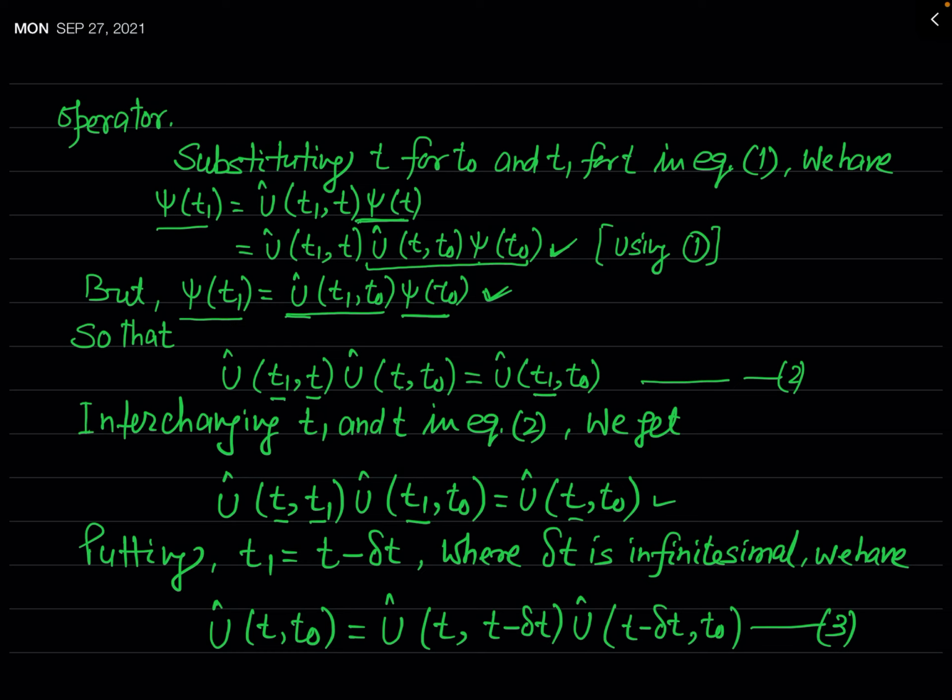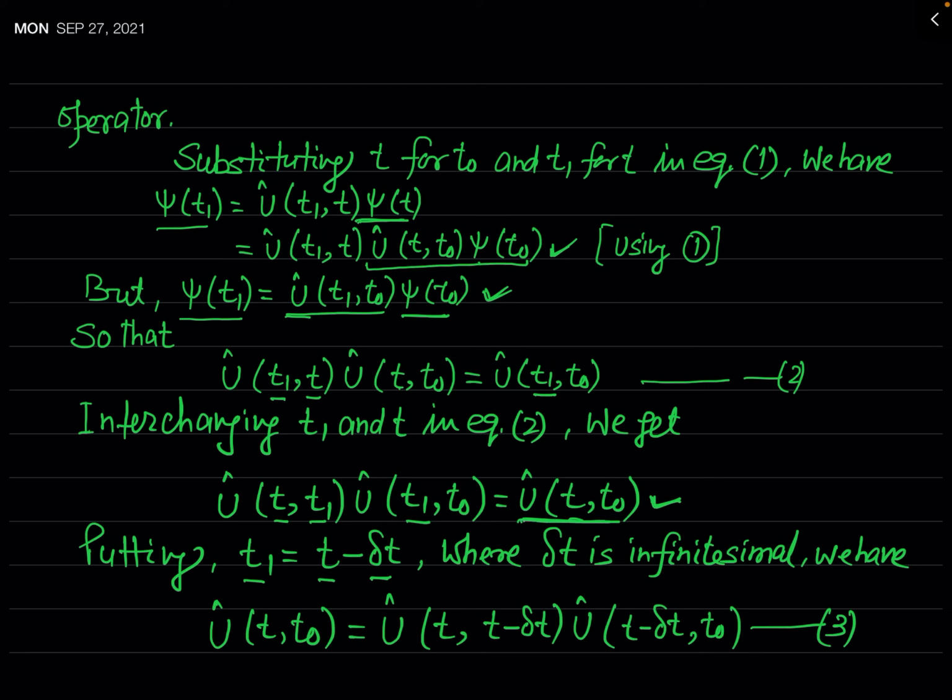Now let us consider that this t1 is equal to t minus delta t. In fact, here delta t is infinitesimally small. It means t1 and t are very close, and this delta t is very small. So this delta t is infinitesimal, you can say. So in this condition, this result which we have mentioned here can be written like this: U(t, t naught). First of all, I have written that term in the RHS.